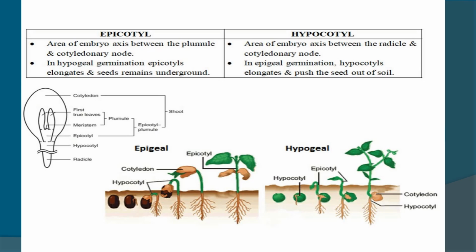Epicotyl: area of the embryo axis between the plumule and the cotyledonary node. In hypogeal germination, epicotyls elongate and seeds remain underground. Hypocotyl: area of the embryo axis between the radicle and the cotyledonary node. In epigeal germination, hypocotyls elongate and push the seed out of the soil.